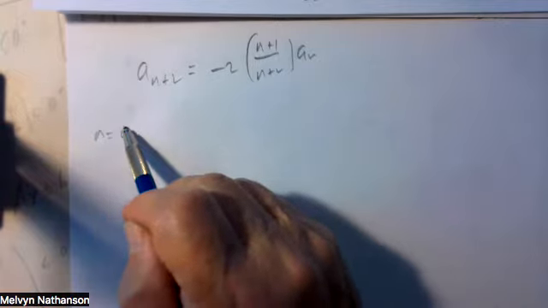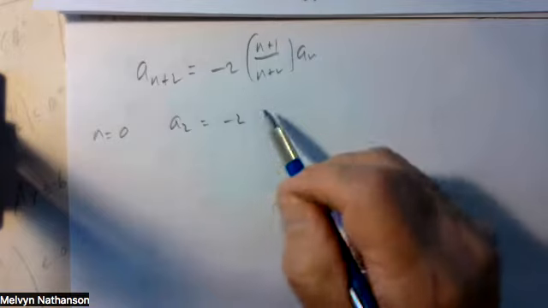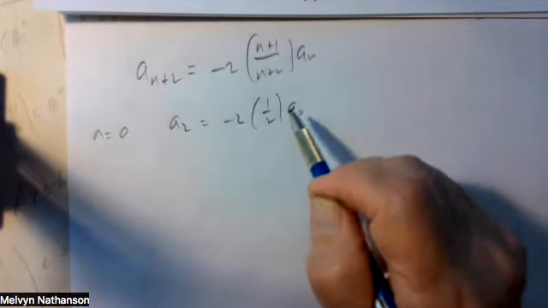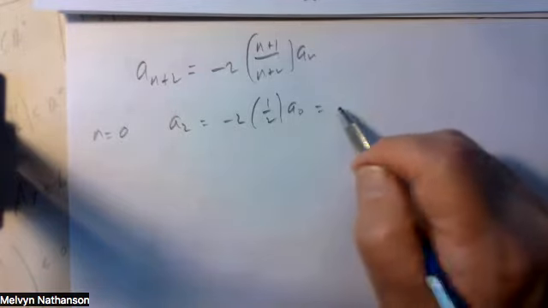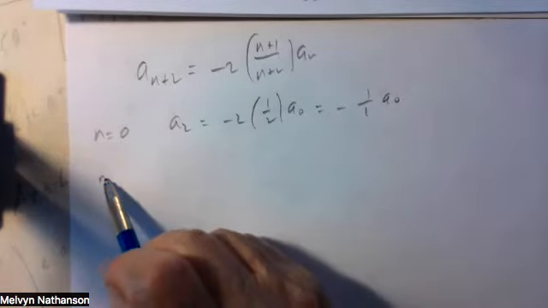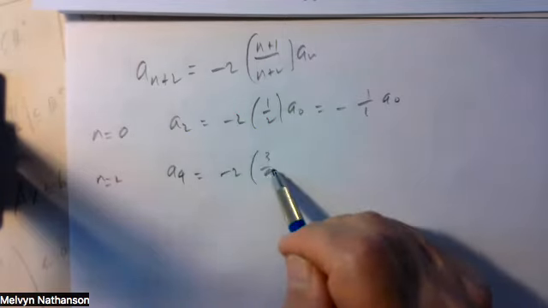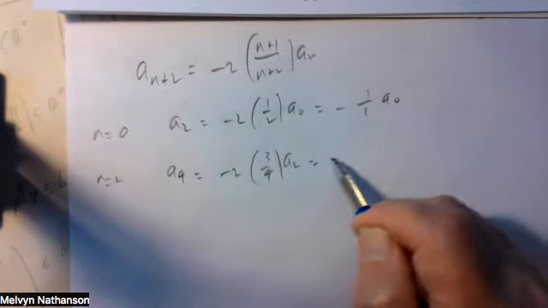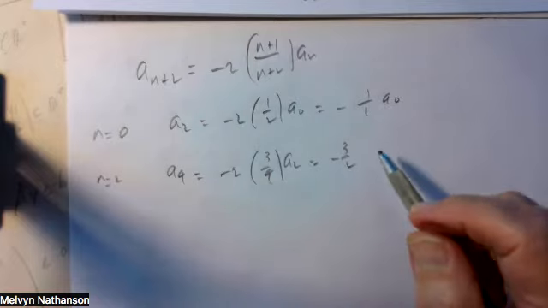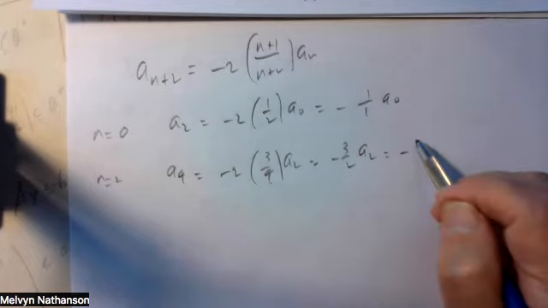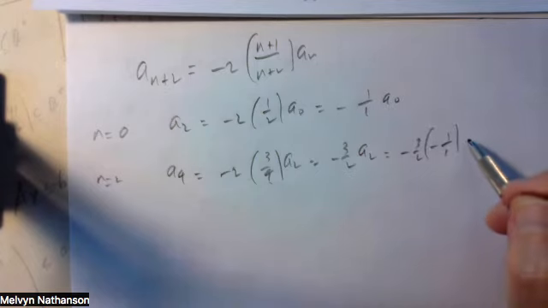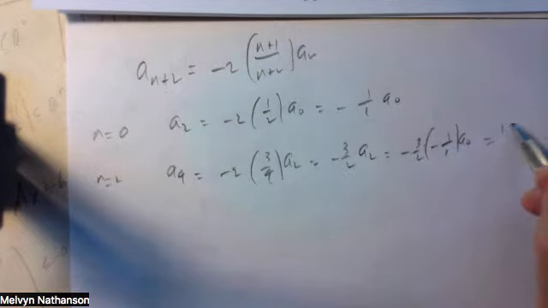So let's work this out for n equals 0. a 2 is minus 2 times 1 over 2 a 0, which is, the 2's cancel, minus 1 over 1 a 0. When n is 2, a 4 is minus 2 times 3 over 4 a 2, which is minus 3 over 2 a 2, which is minus 3 over 2 times minus 1 over 1 a 0, which is, the minuses cancel, 1 times 3 over 1 times 2 a 0.